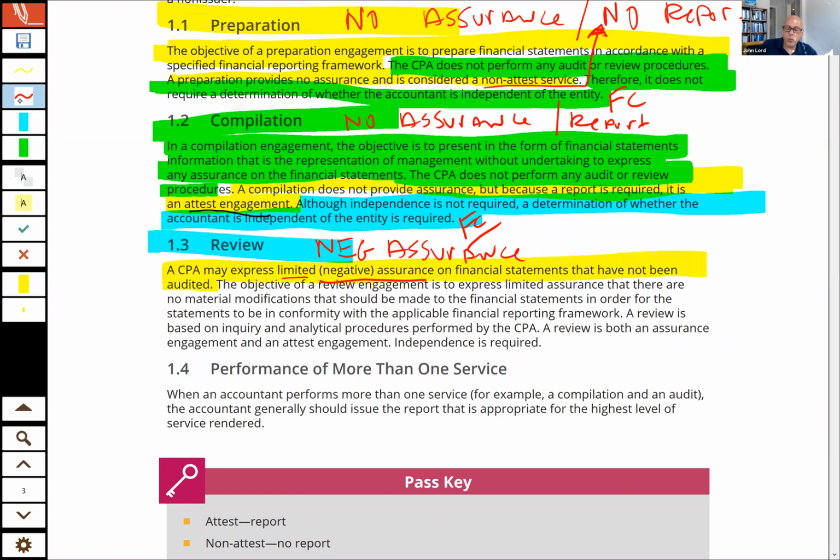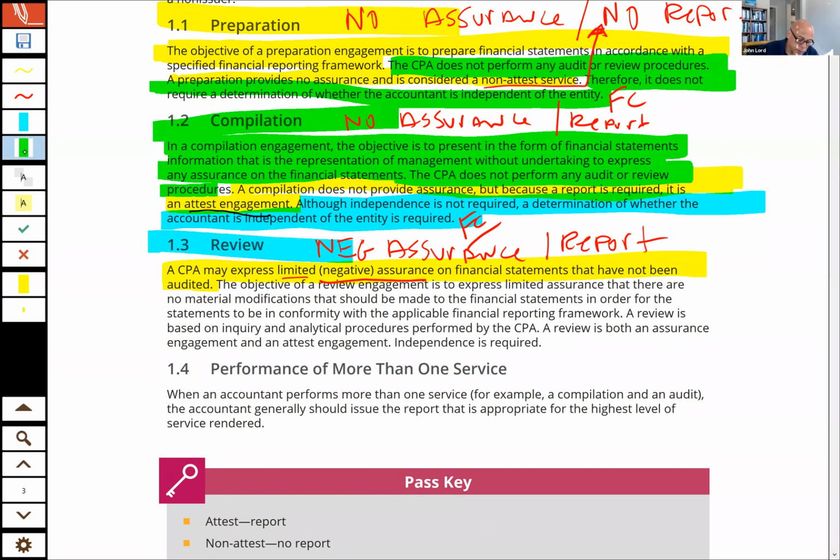Notice, guys, we always call out the higher level of service when we're talking about a preparation. We haven't audited, we haven't reviewed. When we're talking about a compilation, we haven't audited, we haven't reviewed. When we're talking about a review, we say we haven't audited the financial statements. However, we will generate a report. It's going to be a review report.